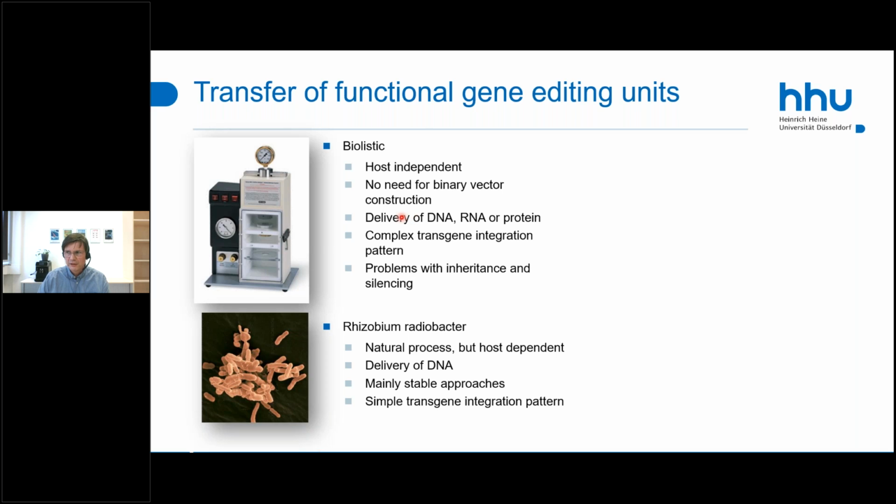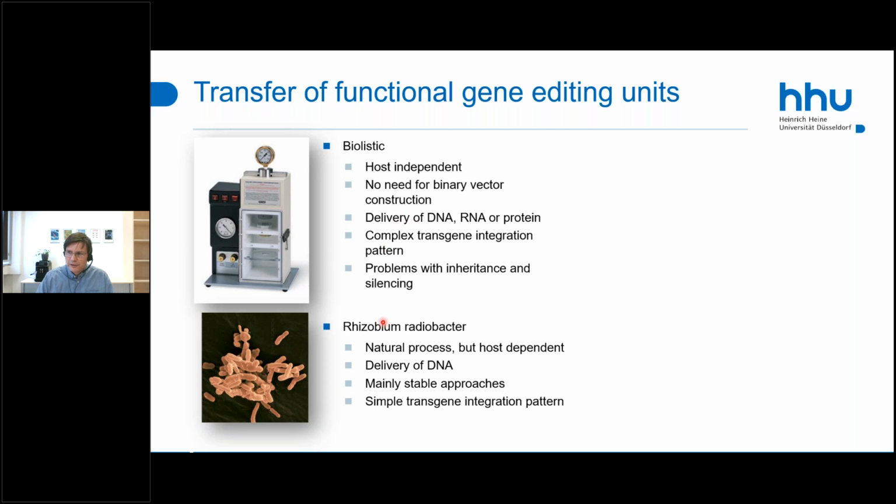But on the other side, it leads to a complex transgene integration pattern, which, of course, you don't want if you want to make stable modifications. On one hand, it could lead to gene silencing, or if you want to inherit your integrated DNA, then of course, this leads to complications in order to get homozygous material.